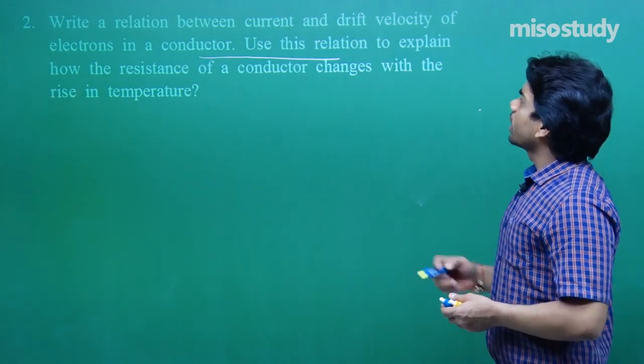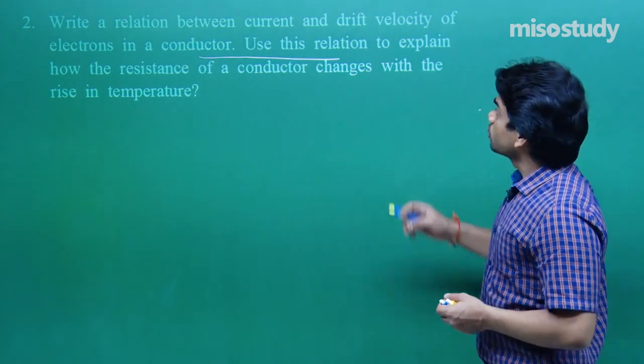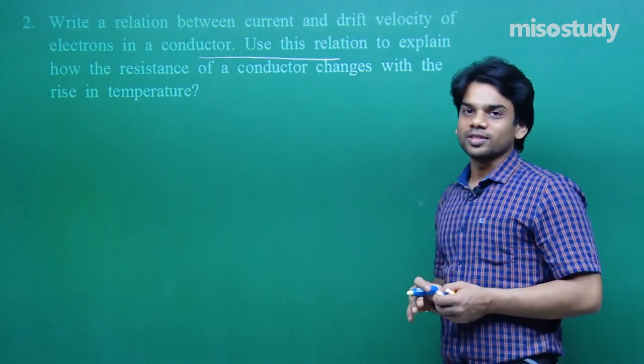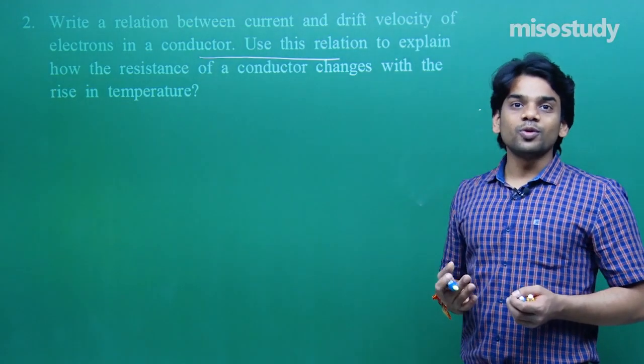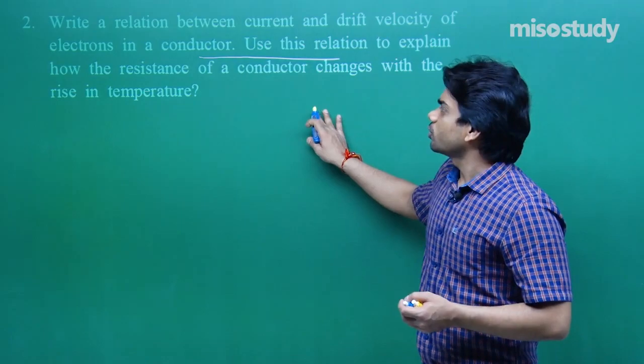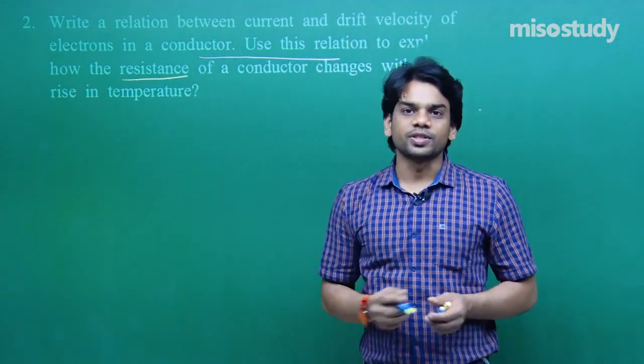Write a relation between current and drift velocity of electrons in a conductor. Use this relation to explain how the resistance of a conductor changes with the rise in temperature. So again we have to find out the variation of resistance with temperature, because we have to say how the resistance of a conductor changes with rise in temperature.